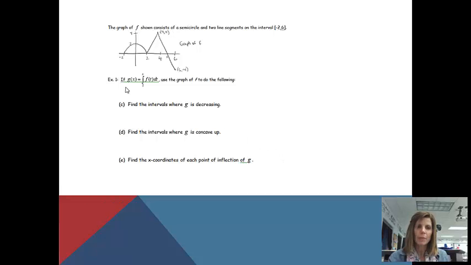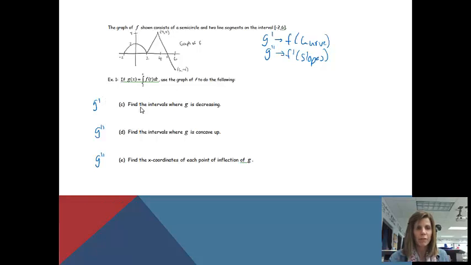Okay, next part. It's asking us to find the intervals on which g is increasing, decreasing, concave up, and points of inflection. So we know that increasing and decreasing have to do with g prime. Concavity has to do with g double prime, and points of inflection have to do with g double prime. Well, I'm just going to write up here again. We found g prime, that we are just looking at f, or we're just looking at the curve. And then g double prime, we're looking at f prime, or the slopes.